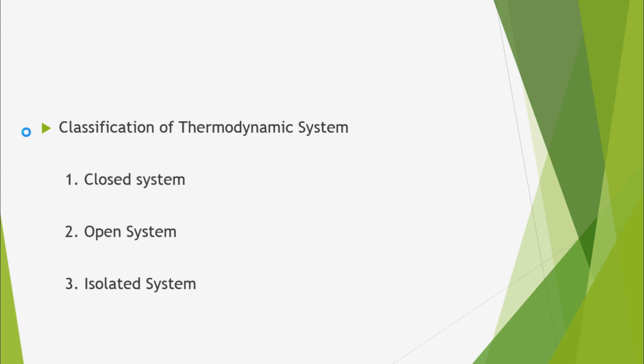Let's see the third type of system, that is isolated system. A system which is completely uninfluenced by the surroundings is called an isolated system. It is a system of fixed mass and no heat or work energy crosses the boundary. A perfect example of an isolated system is the universe.